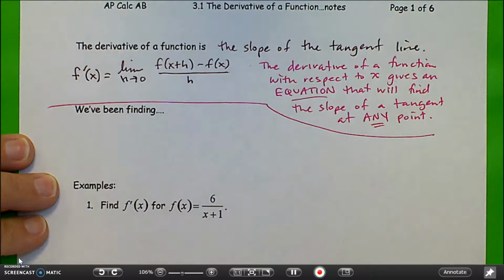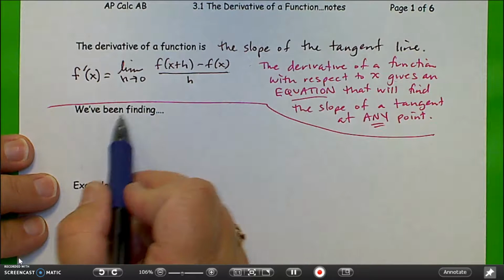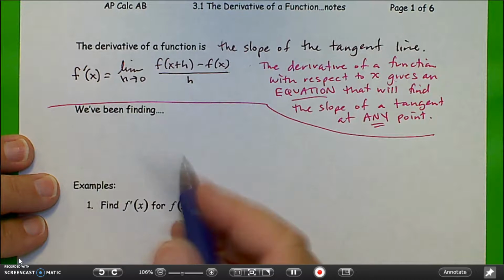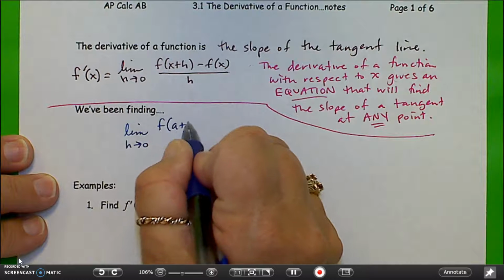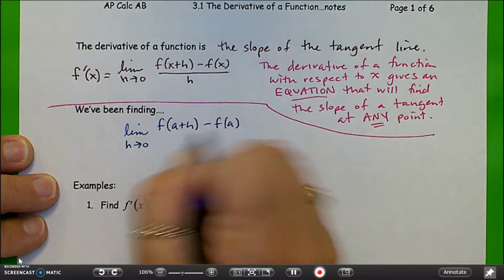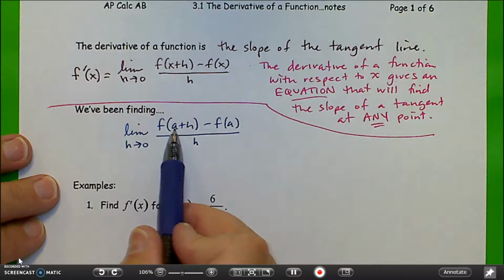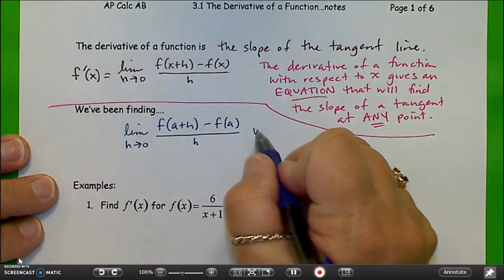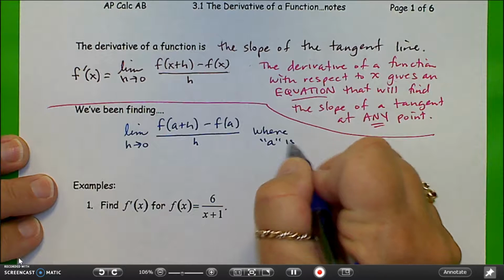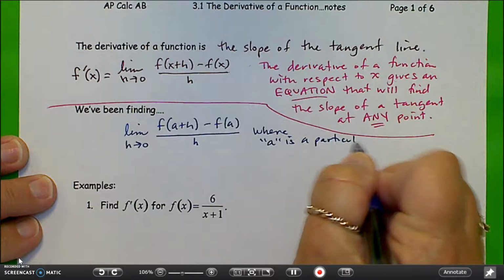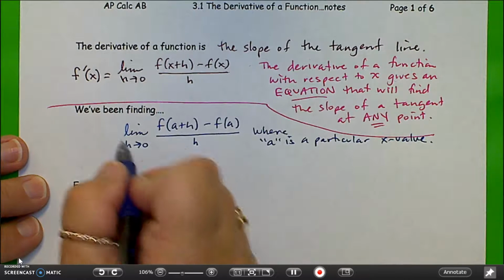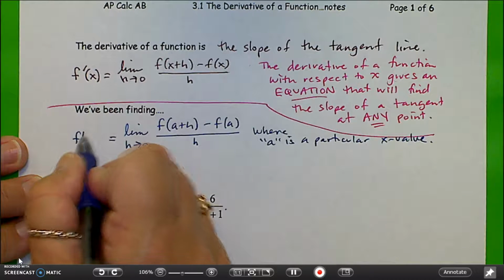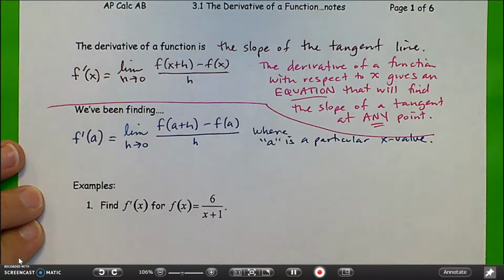Now, what we've been working on this past week is this function for a particular value of a. So we've been doing the limit as h goes to 0 of f of a plus h minus f of a all over h, where we've had particular numeric values in place of a. So this is where a is a particular x value. And the notation for this now will be f prime at a. Remember, a is some numeric value that we would use.